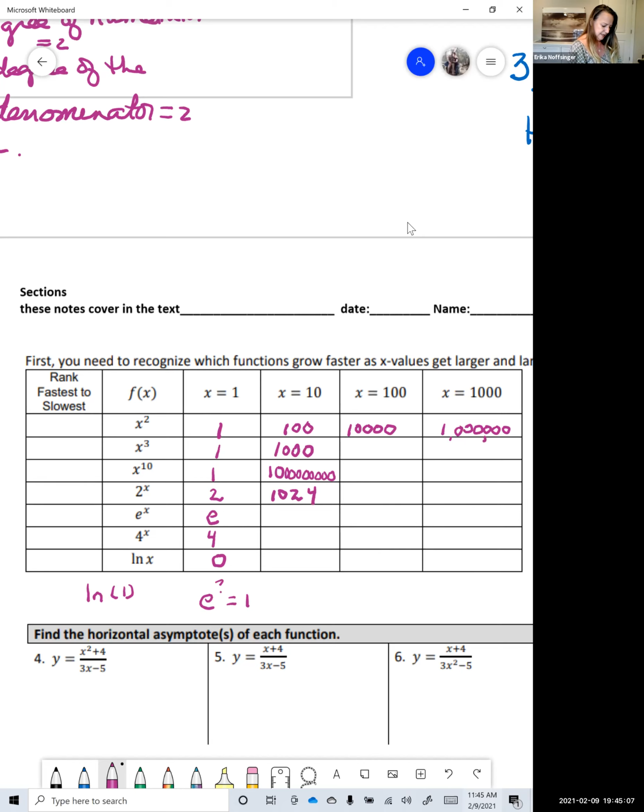If I take e and raise it to the 10th power, I get back approximately 22,026.5. If I took 4 to the 10th, I get 1,048,576. And if I take the natural log of 10, so e to what power gives me 10? Approximately 2.3.